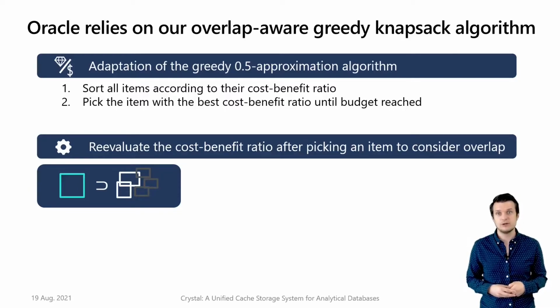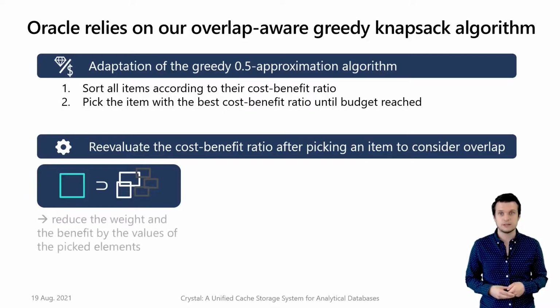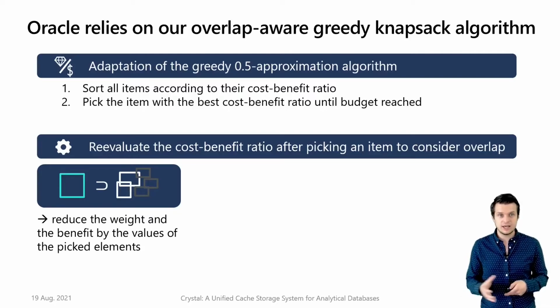In this example, we can see that our new candidate set is actually a full superset of something within our cache. Then we reduce the weight and the benefit by the values of the picked items there, so the white items here. That's allowing us to actually add the new candidate to the cache by simply removing the old ones and therefore adding only the delta.